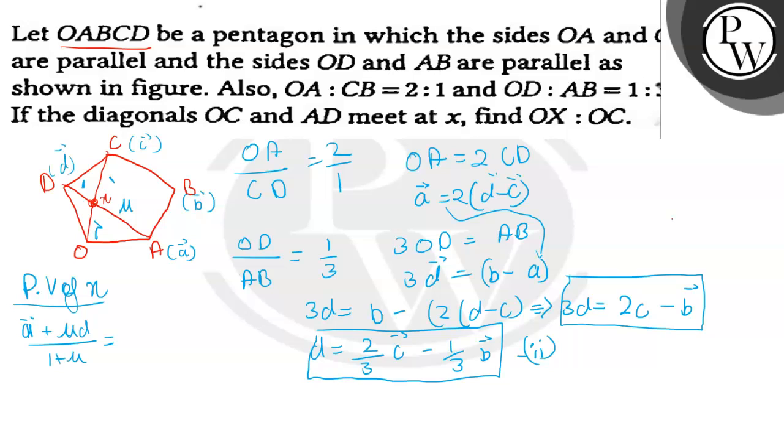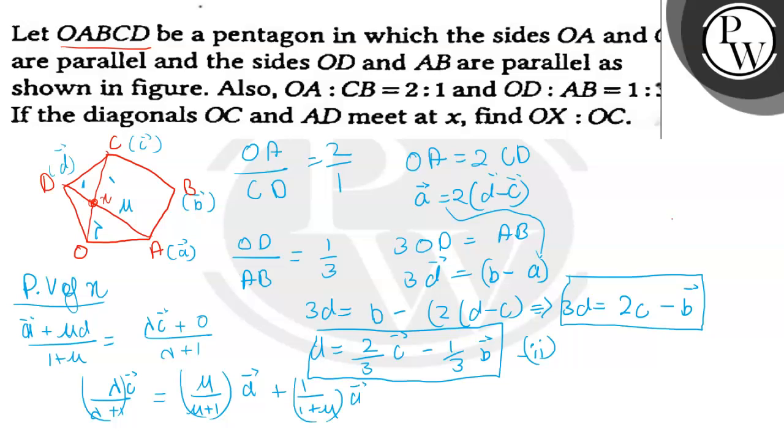And this is going to be the same as lambda C vector plus 0, because this is the origin, upon lambda plus 1 vector, and they both are going to be equal because both of these are the position vector of X. So from here we can say that lambda C vector is going to be equal to mu upon mu plus 1 D vector plus 1 upon 1 plus mu A vector.